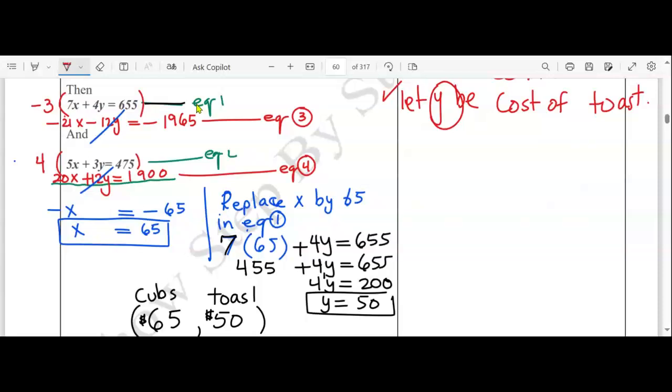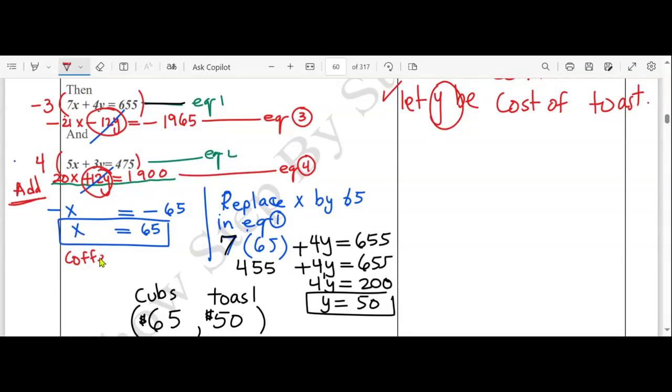Since I have equation 1 and equation 2, I need to think of one variable that I can cancel if I add. So I can cancel the y. If I multiply the first equation by -3 and the second equation by 4, that will make this -12 and this +12. If you add them, what happens? You cancel the y. You find the LCD and you get -x equals what? -65. So x equals how much? 65.